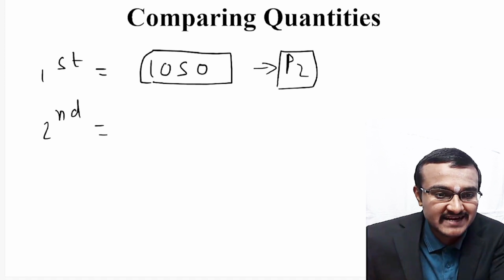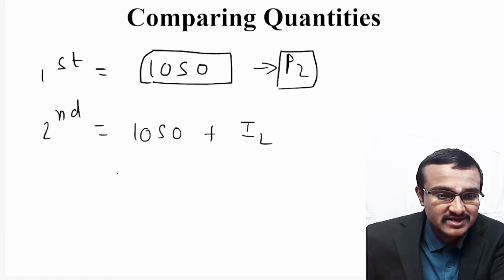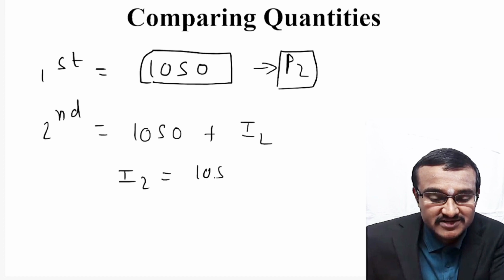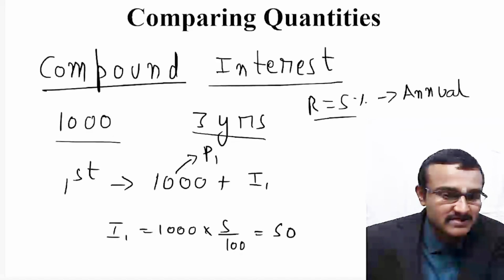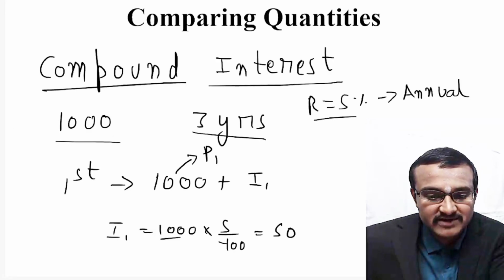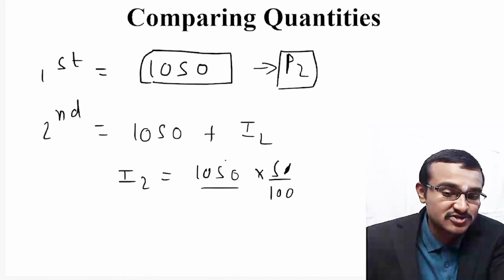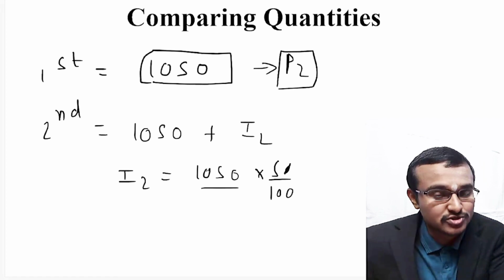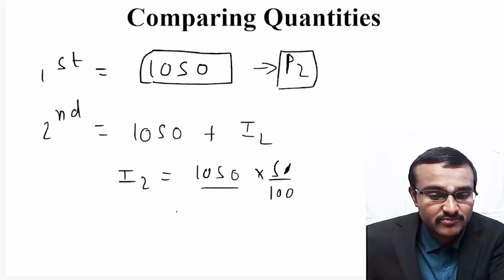So in the second year it will be 1050 plus I2. Here I2, that is interest 2, will be 1050 rupees into 5%, so it becomes 1050 into 5 by 100. I1 was 1000 into 5 by 100, but I2 is 1050 into 5 by 100. That shows you are putting interest on both the 50 rupees and the 1000 rupees. That is compound interest, the second year's compound interest.